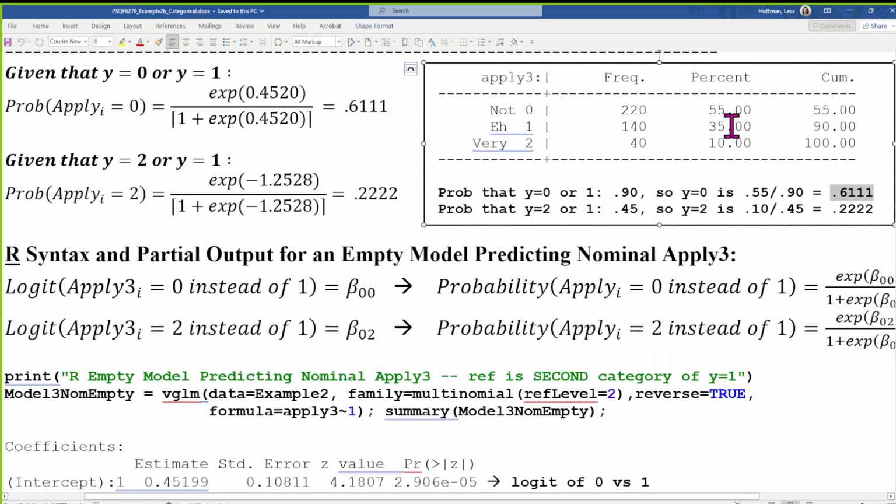Likewise, if I add together the 1s and the 2s, that's 0.45. So 22% of the 45% answered a 2 instead of a 1. Everything in these models is keeping some of the cases out of the submodels. They're focusing on only the people who answered those two choices, the reference and the alternative.